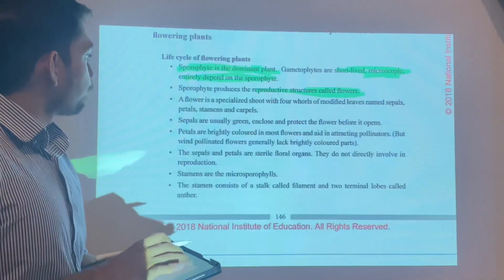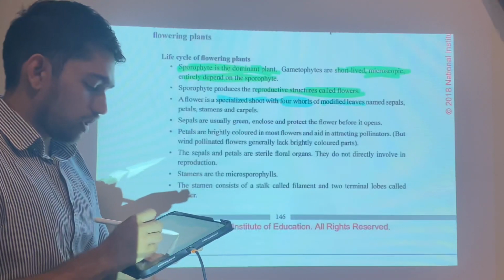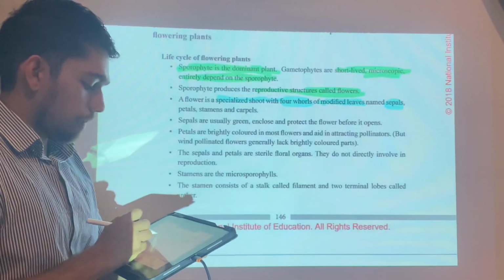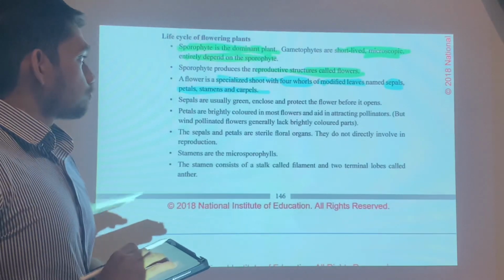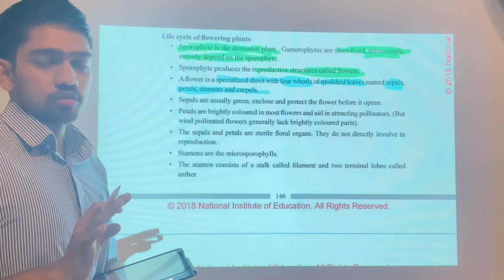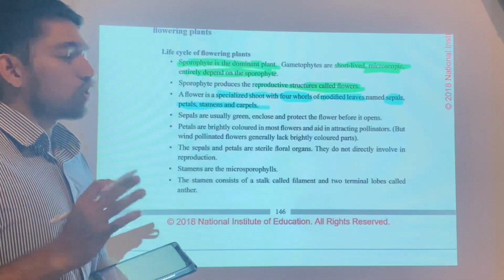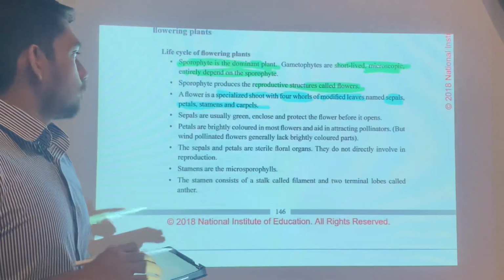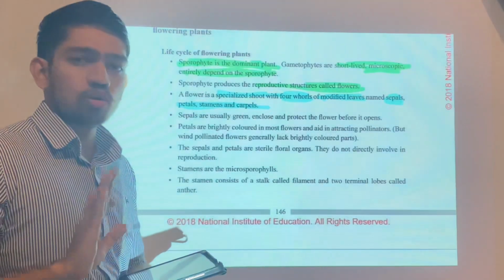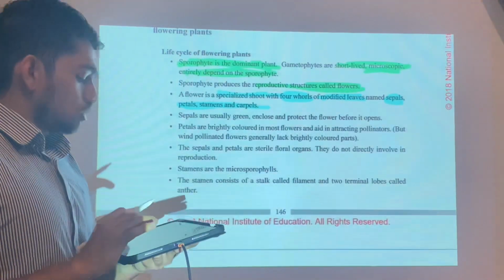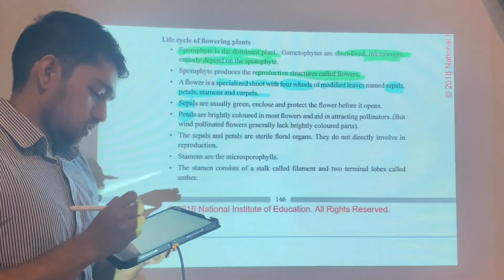If they ask you, it's a specialized shoot with 4 whorls of modified leaves named sepals, petals, stamens, and carpels. So, a whorl of modified leaves. We'll talk about what these modifications are and also what they are derived from. First of all, let's talk about your sterile parts, that means the parts that are not involved in reproduction. Those are your sepals and your petals.